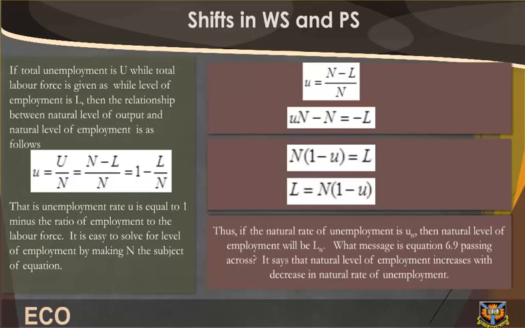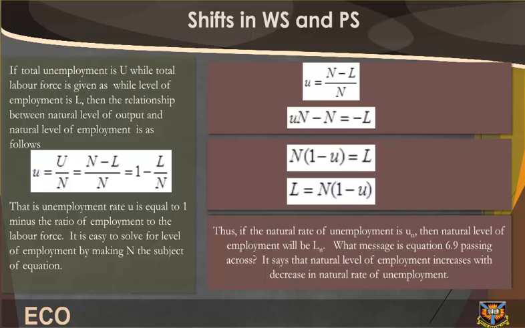If total unemployment is U, while total labor force is given as Y, and level of employment is L, then the relationship between natural level of output and natural level of employment is as follows. That is, unemployment rate U is equal to 1 minus the ratio of employment to the labor force. It is easy to solve for level of employment by making N the subject of the equation. Thus, if the natural rate of unemployment is UN, then natural level of employment will be Ln.